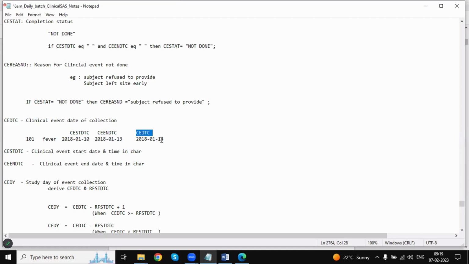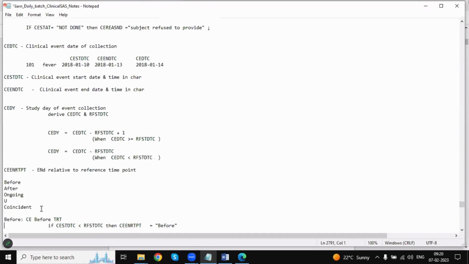He came to the hospital and told me on the 14th. So on the 14th, I collected the details. So the collection date is different; start date and end date are different. And if you have the collection date, you can derive the study day. Same standard derivation, CEDTC and RFSTDTC: if CEDTC is greater than or equal to RFSTDTC, then CEDTC minus RFSTDTC plus 1. If it is less than, just do the minus.